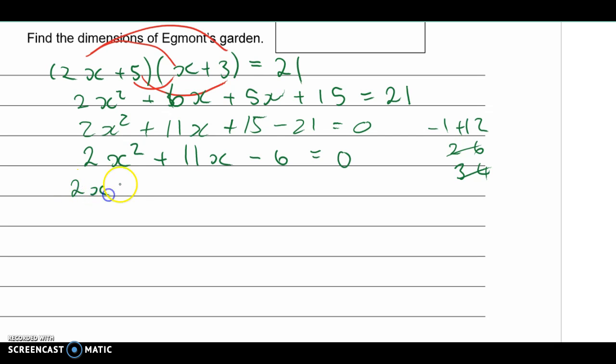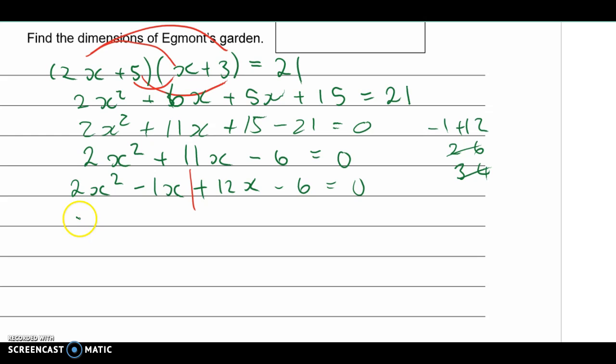So I rewrite this as 2x squared minus 1x plus 12x minus 6 equals 0. So I've really just rewritten this equation as that over there. So what I'm going to do is factorize the first half.